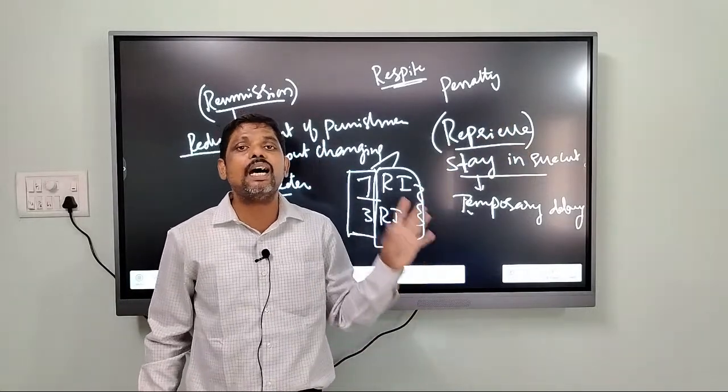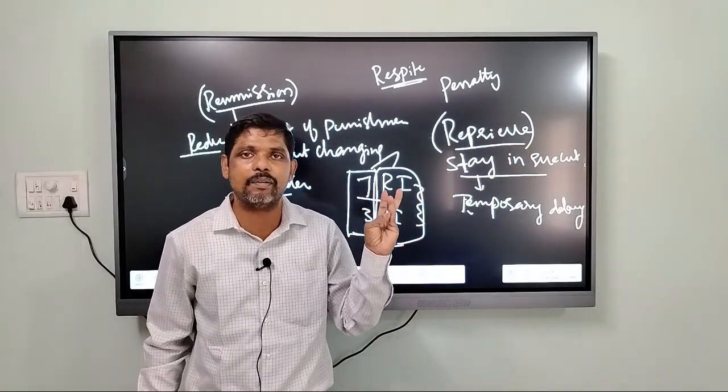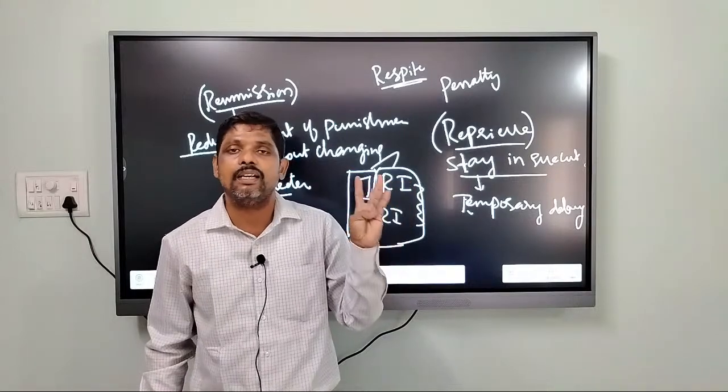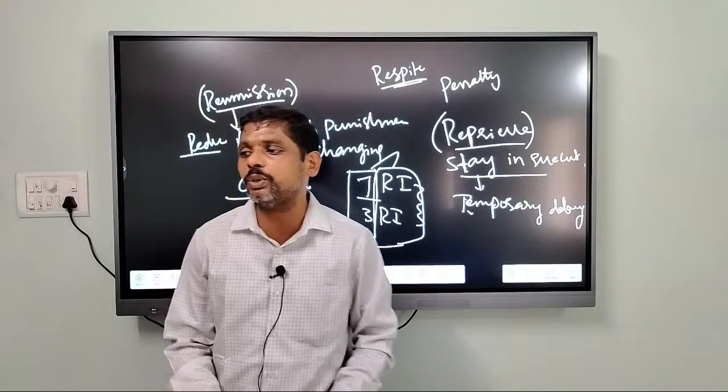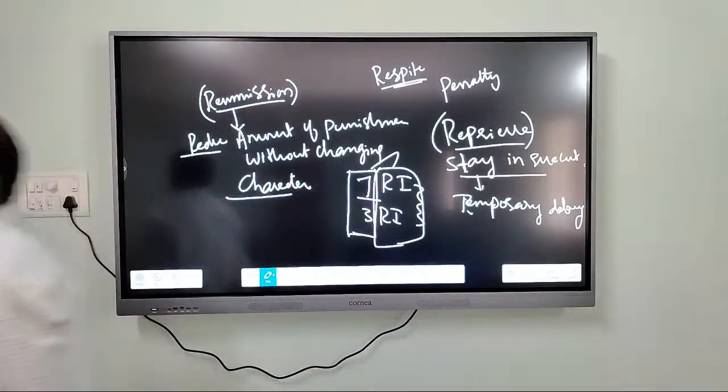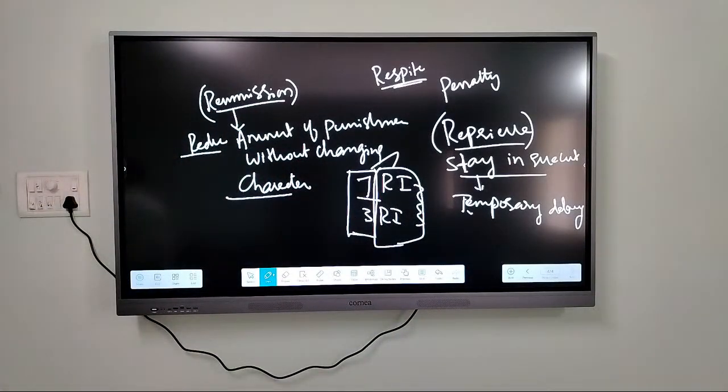Alright, so these are the different judicial powers: pardoning power, commutation, remission, respite and reprieve. Am I clear about these judicial powers? No, I want you to respond.